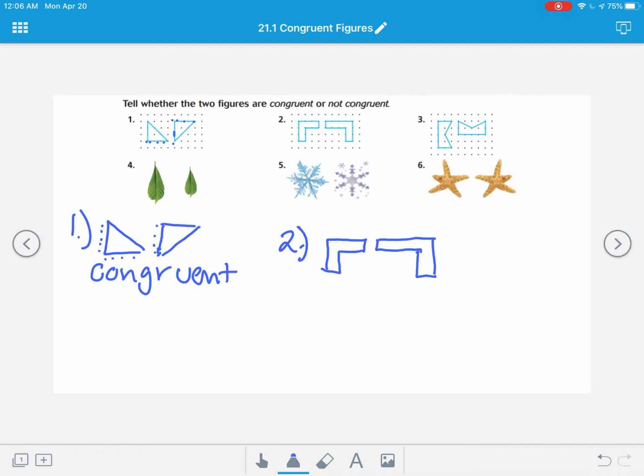Let's see. The first one is 1, 2, 3, 4 dots across. The second one is 1, 2, 3, 4, 5 dots across. So my theory was right. This one is definitely longer. Because they are different sizes, they are not congruent.